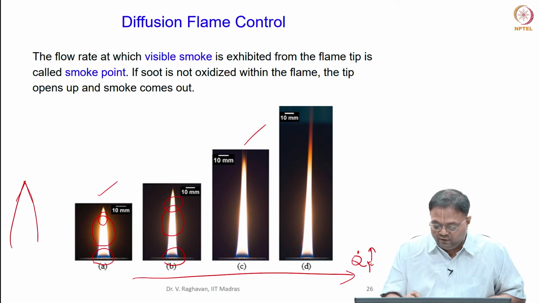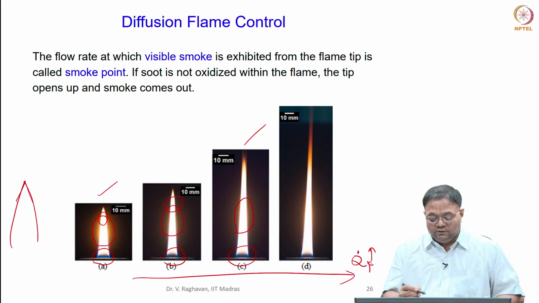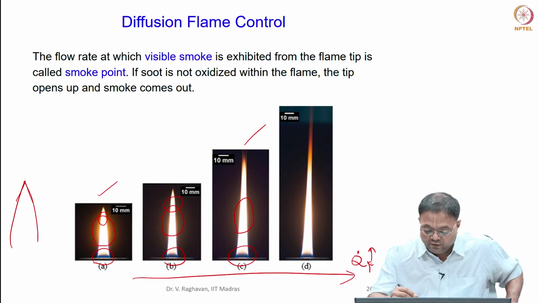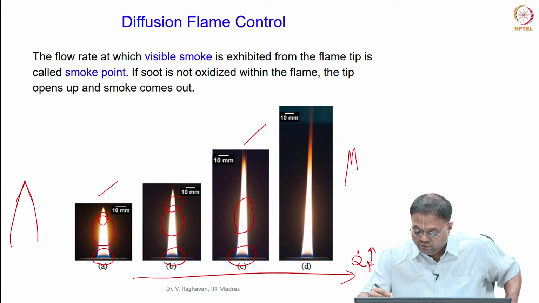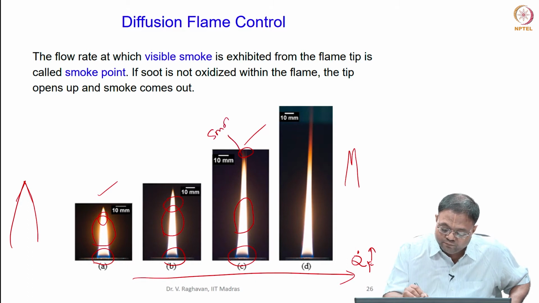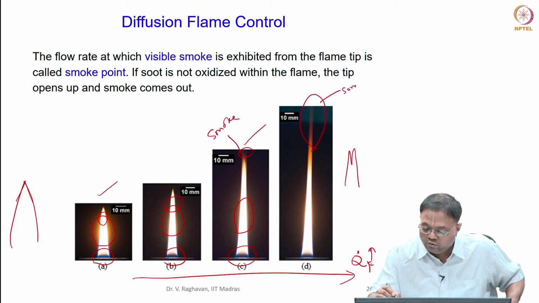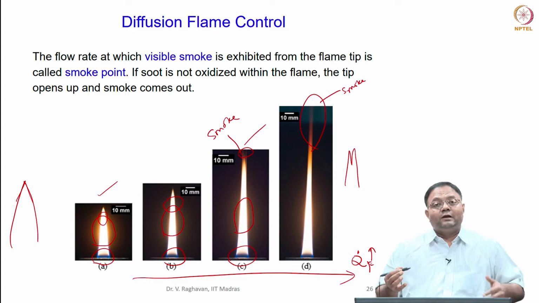Now, go to this higher flow rate QF3. Again some bright emissions are there, but soot is not able to fully oxidize at this flow rate. What happens here? You can see the tip is open, and now you can see some smoke coming out. This is the smoke which leaves. Here you can see the same thing, the tip opens and gives a good amount of smoke. A good amount of smoke leaves the flame.